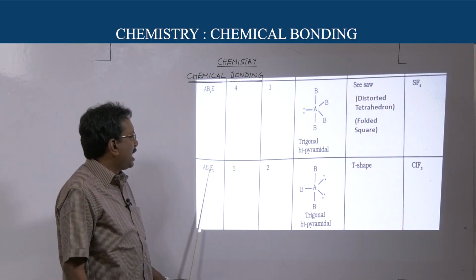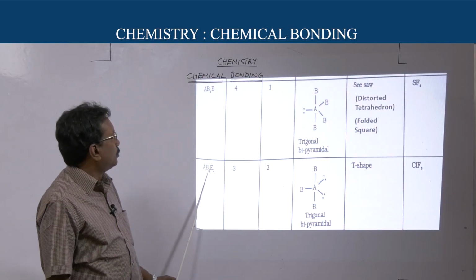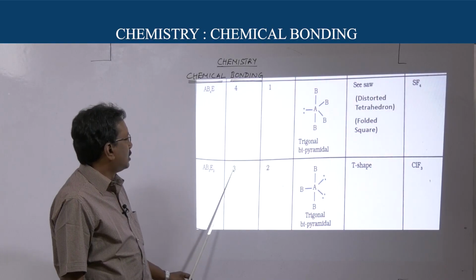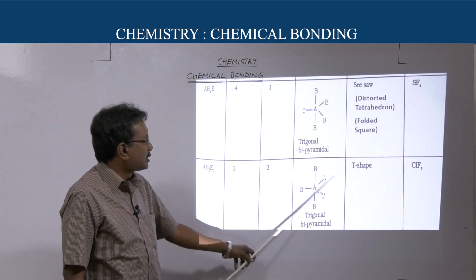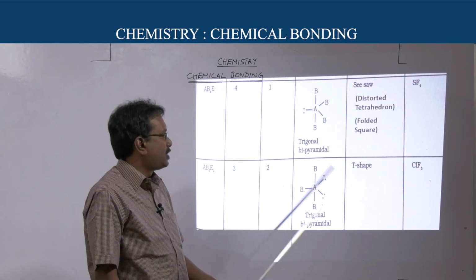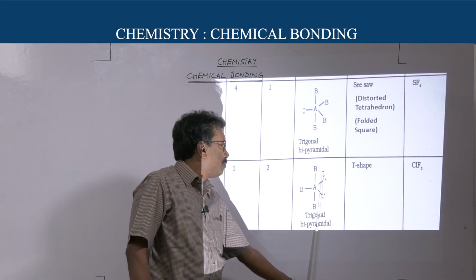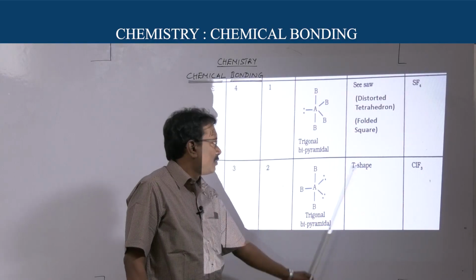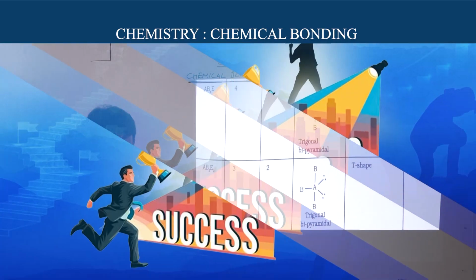Next, coming to the AB3E2 type. AB3E2 means 3 bond pairs and 2 lone pairs. The electron pair geometry is trigonal bipyramidal, and the shape of the molecule becomes T shape. That means if you remove these lone pairs of electrons, this becomes a T shape, and the example is ClF3.